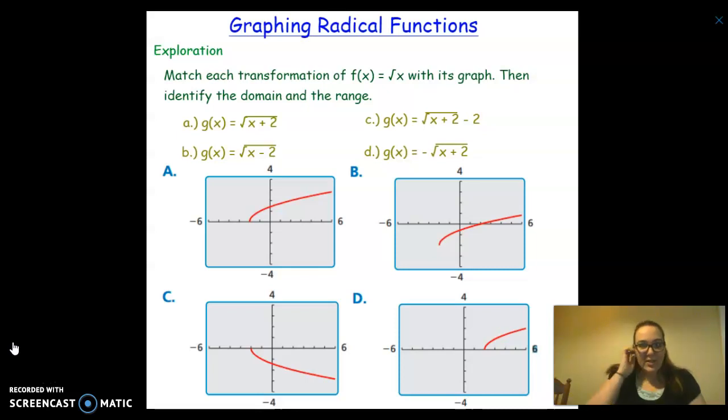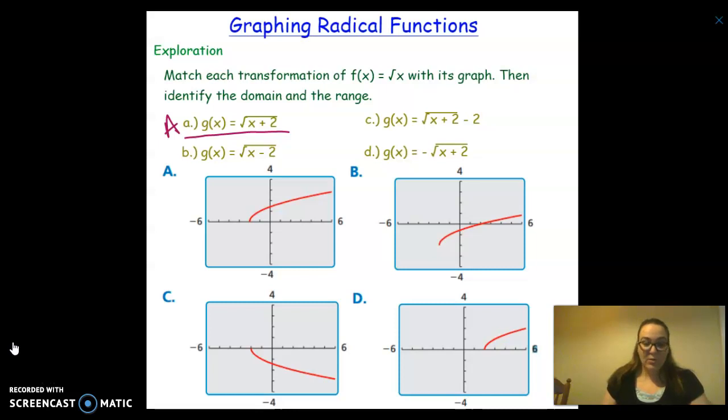Alright, so as you can see, these were radicals that were square roots this time and not cube roots. So not the same as what we had done the other day, but still you can use the same concepts. So for example, this one right here, g of x is the square root of x plus 2. That plus 2 is on the inside, which is going to move it left. And the only graph that moves to the left is graph A.